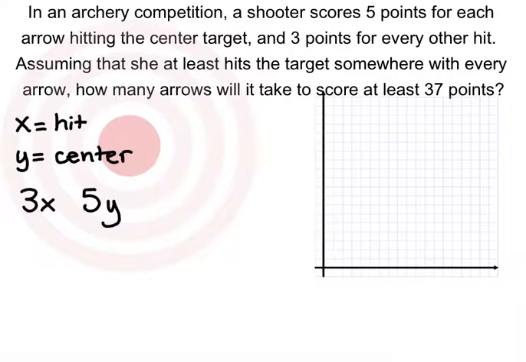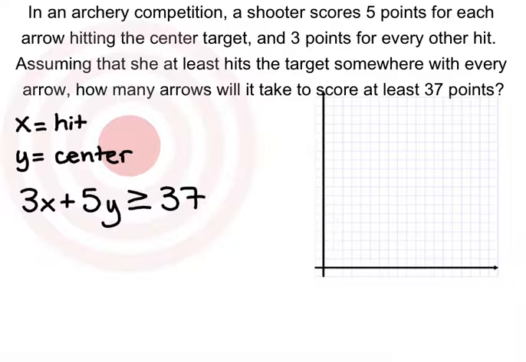Now they want to score at least 37 points. So my total has to be at least 37. And normally when you calculate points, you add together values. Now here's the catch. They want at least 37, which means we want 37 or 38 or 39. So what we're going to have to say is 3x plus 5y has to be greater than or equal to 37, because we want more points than that.